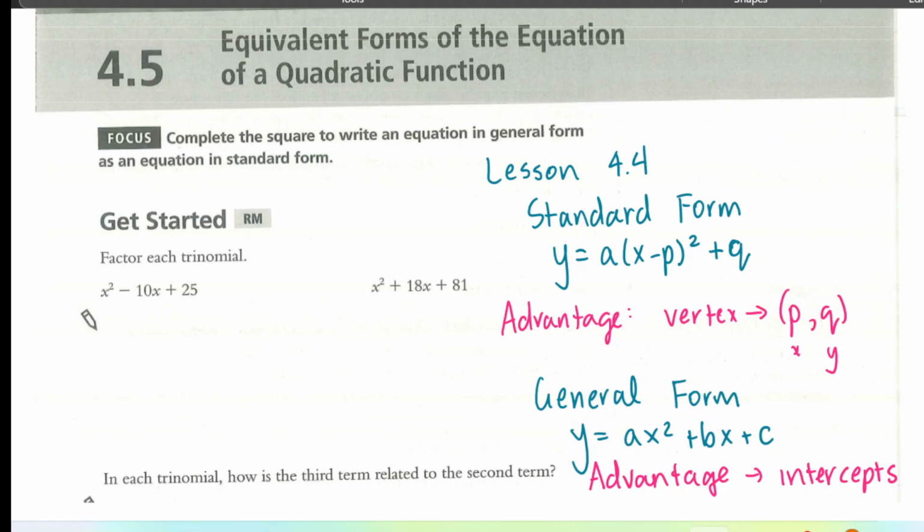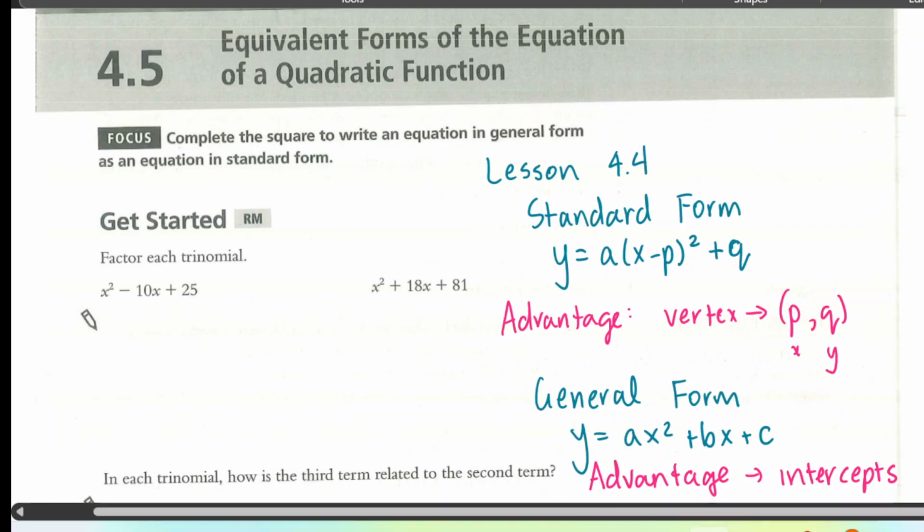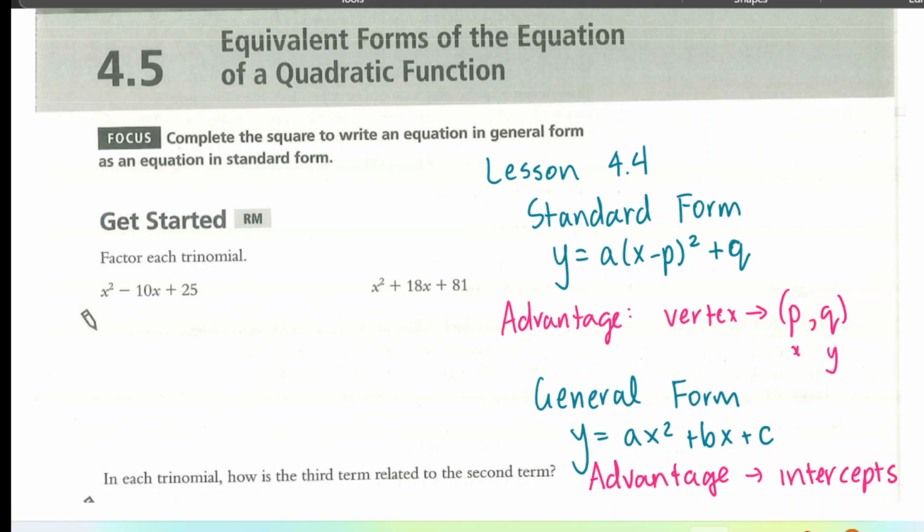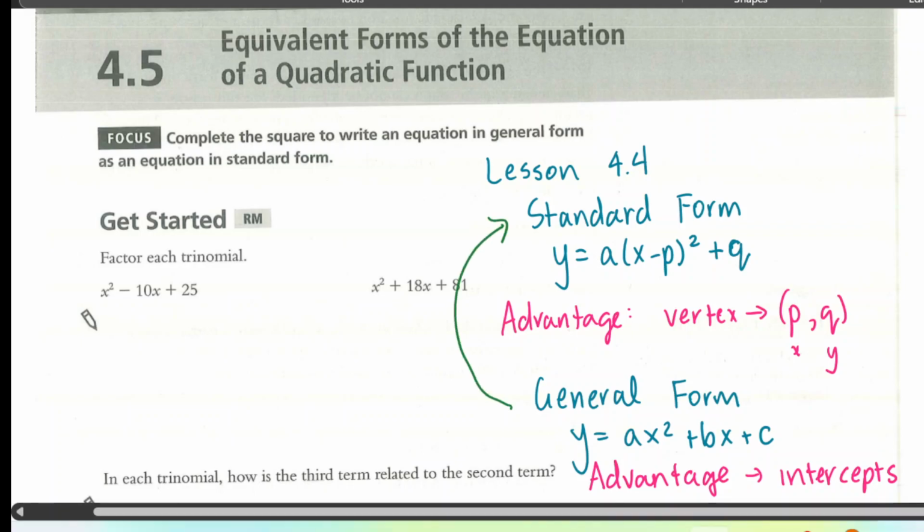So it's useful to go back and forth because you can get different information from either form. They are equivalent. If you draw the graph of the two different forms, that'll give you the same graph, but you just get different information from looking at the equation. So we can go back and forth, and I just want to mention the different strategies for going back and forth. It's a lot easier to go in this direction, from standard to general. We're just going to expand to get there. So that's a lot easier.